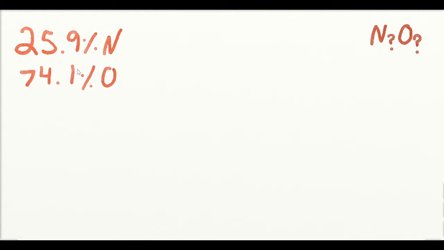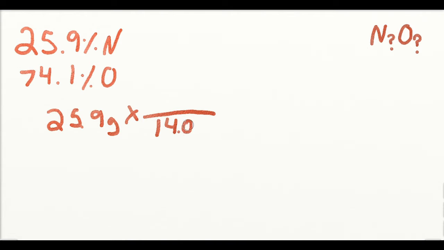What you're going to do with nitrogen is take this number and change it into grams. So you're going to do 25.9 grams times, and then the line. Now, you do not know how many nitrogens you have, so we are going to assume we only have one. So the molar mass of one nitrogen is 14.0 grams, because that is the molecular weight of one nitrogen atom, over 1 mole.